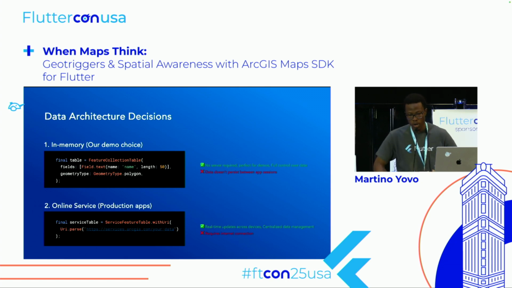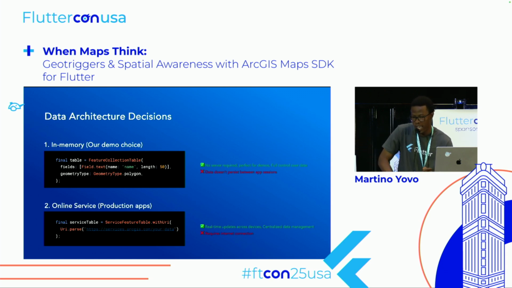Now, let's talk about the data architecture decisions. So we have the in-memory architecture. This one is called the feature collection table. And if you want to use it, you don't need a server, so you can directly use it. And it's perfect for demos like this. And yeah, the inconvenience for that is you can't have any asynchronous data coming in. So you have to define everything in the app.